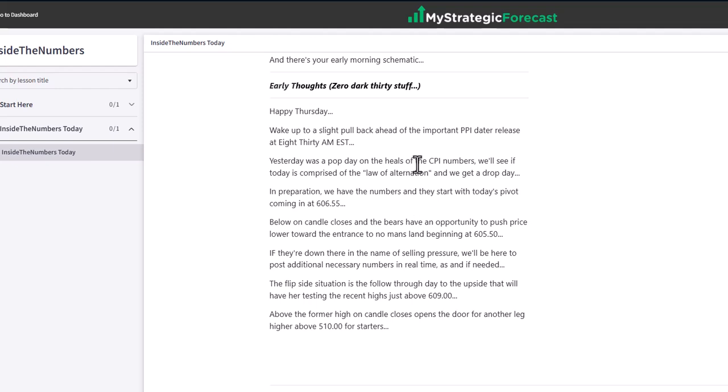Let's check out the commentary for Inside the Numbers today. We had yesterday the pop on the CPI numbers. We'll see if today is comprised of the Law of Alternation and we get a drop day. So I'm on this first thing in the morning. In preparation, we have the numbers and they start with today's pivot at 606.55. Let's see how that did.